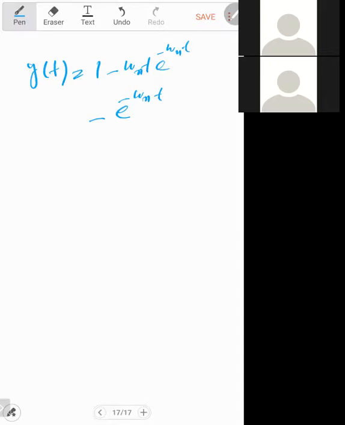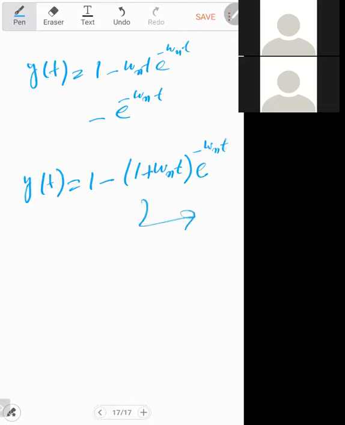So generally you will find y of t is equal to 1 minus 1 plus omega n t multiplied by e raised to power minus omega n t. So this is our expression A for the critically damped case when zeta is equal to 1.